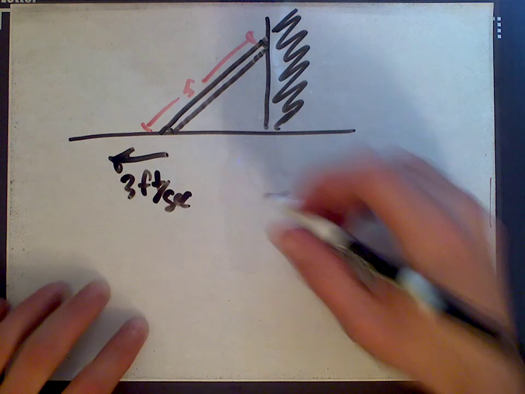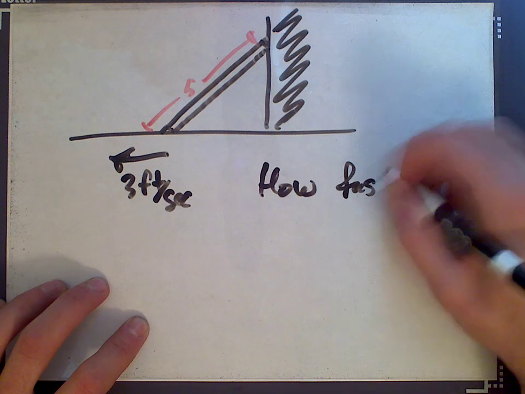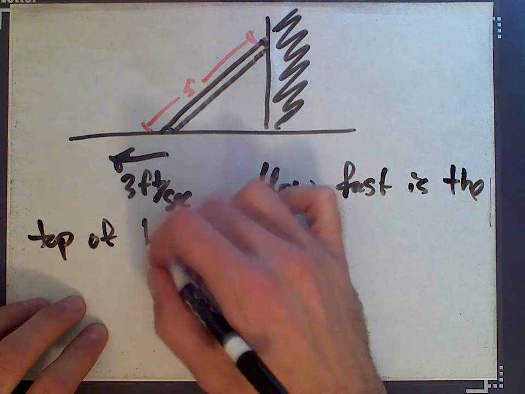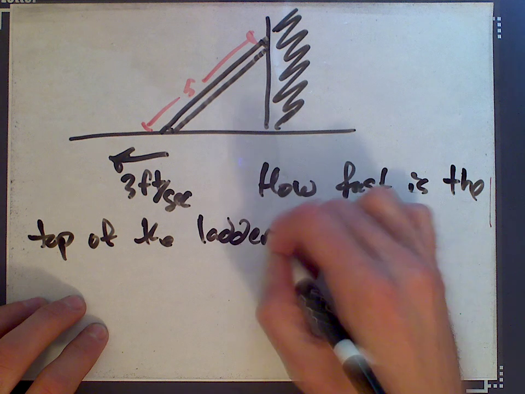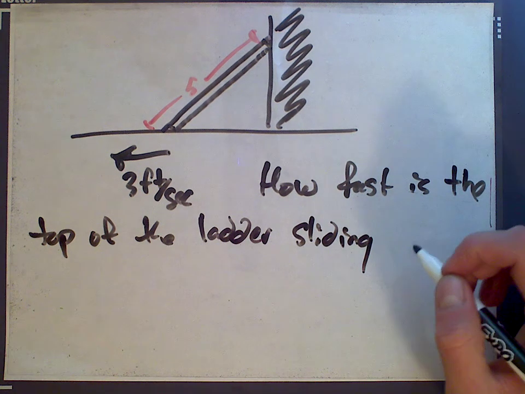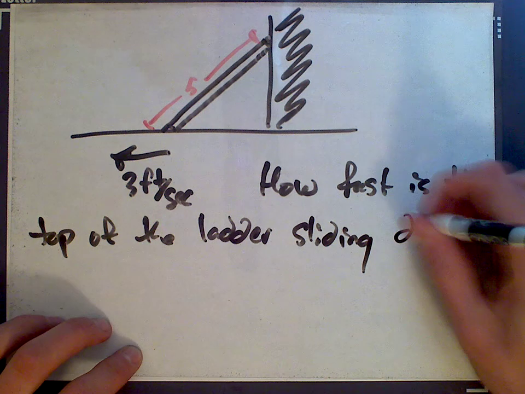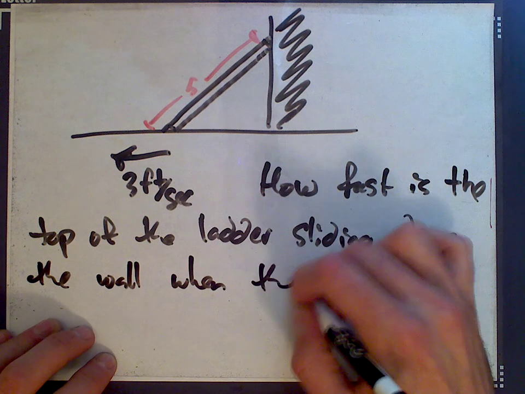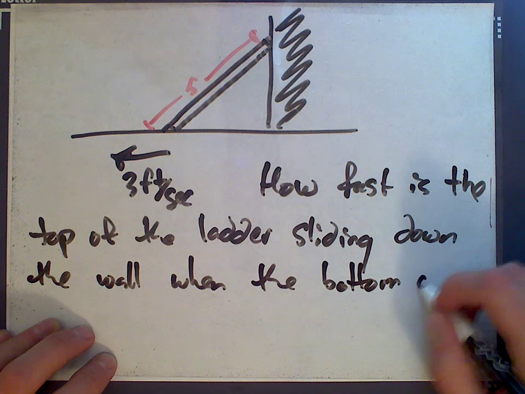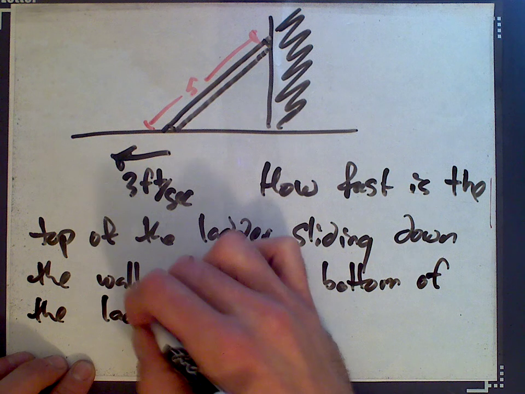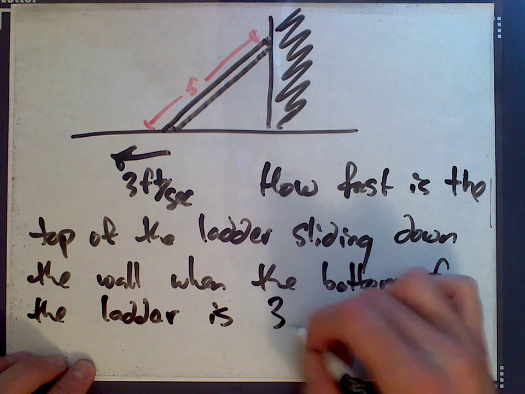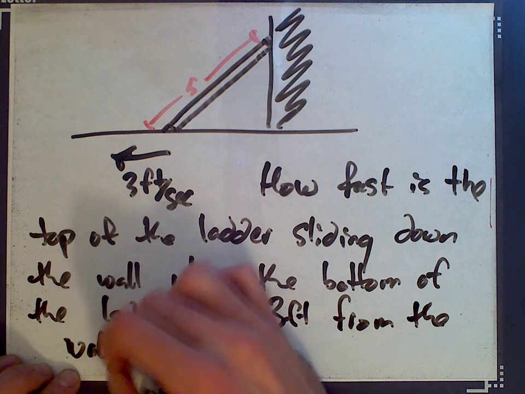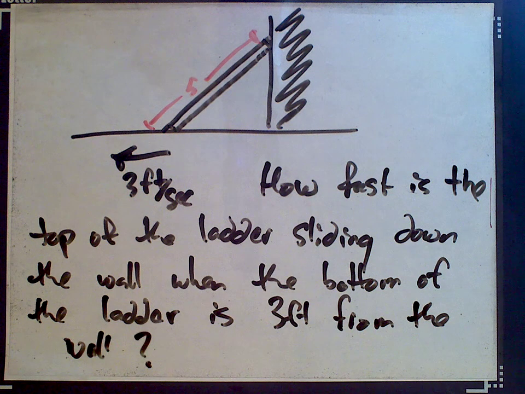And then we're asked how fast is the top of the ladder sliding down the wall when the bottom of the ladder is 3 feet from the wall. Okay, so that's the question. Alright, let's set some things up here.